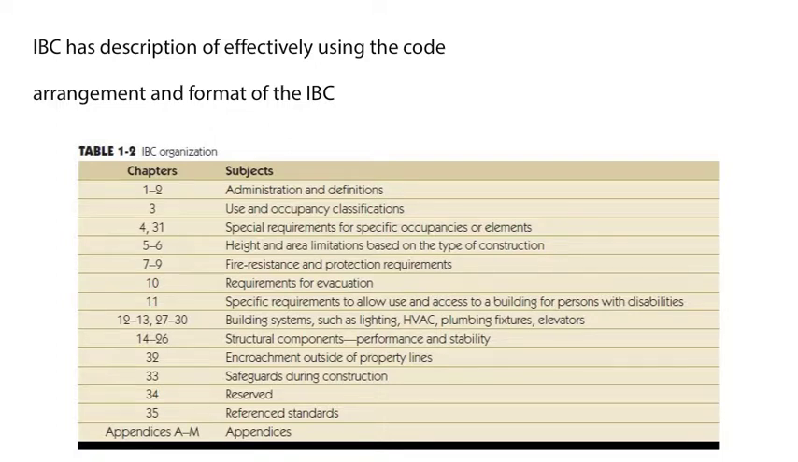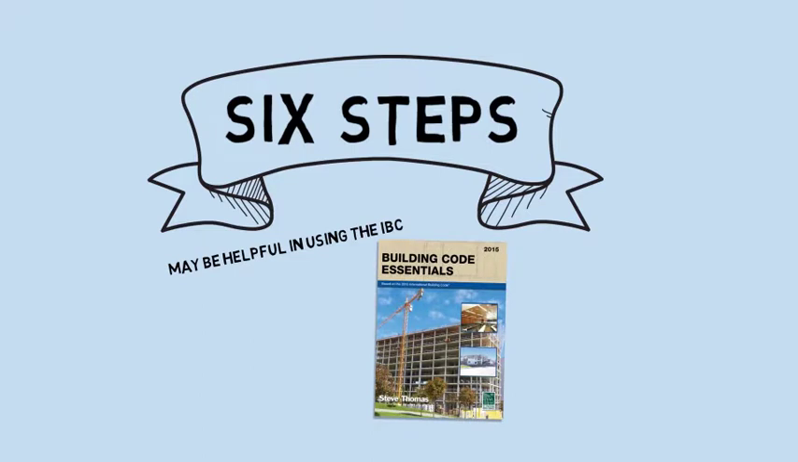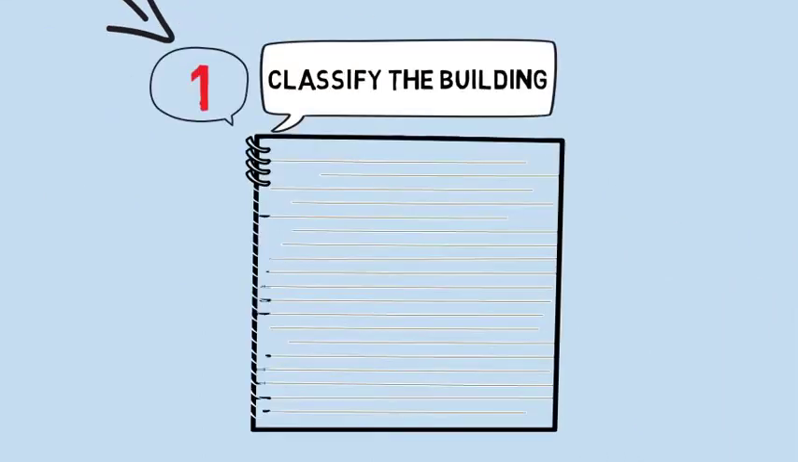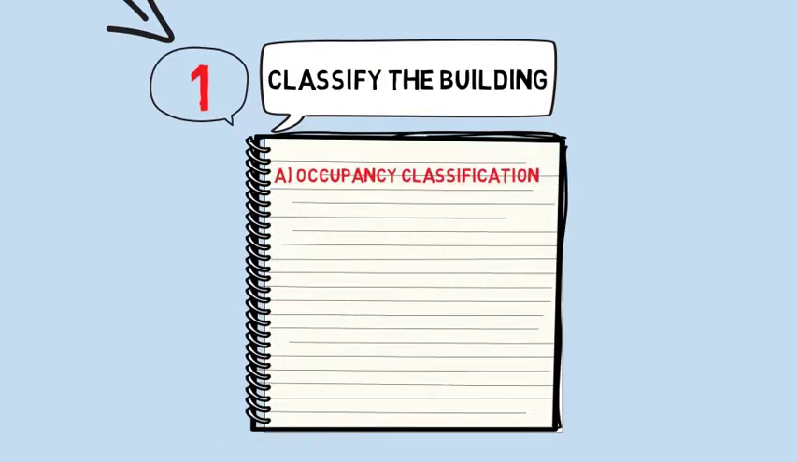A description of each chapter is also provided to explain what it covers. There are 6 suggested steps that may be helpful in using the IBC. 1. Classify the building. A. Occupancy classification. Compute the floor area and occupant load for the building or space being considered. Determine the occupancy group for which the use of the building or space most nearly resembles.